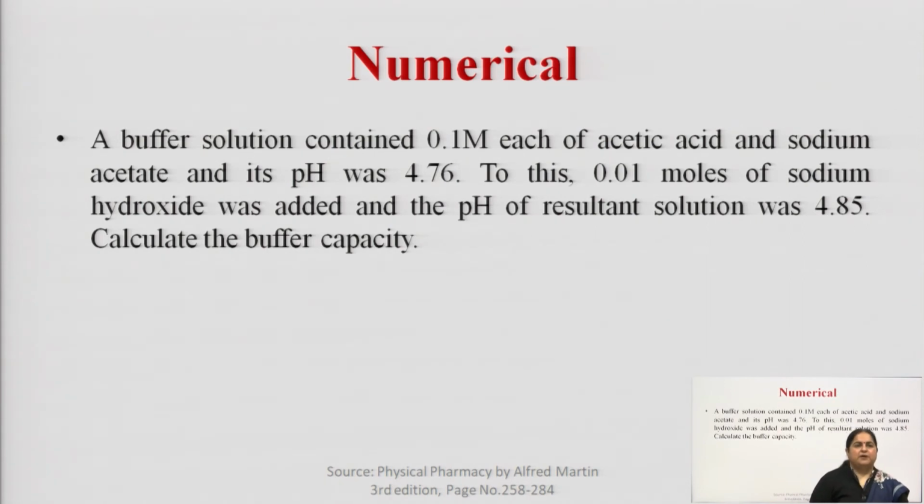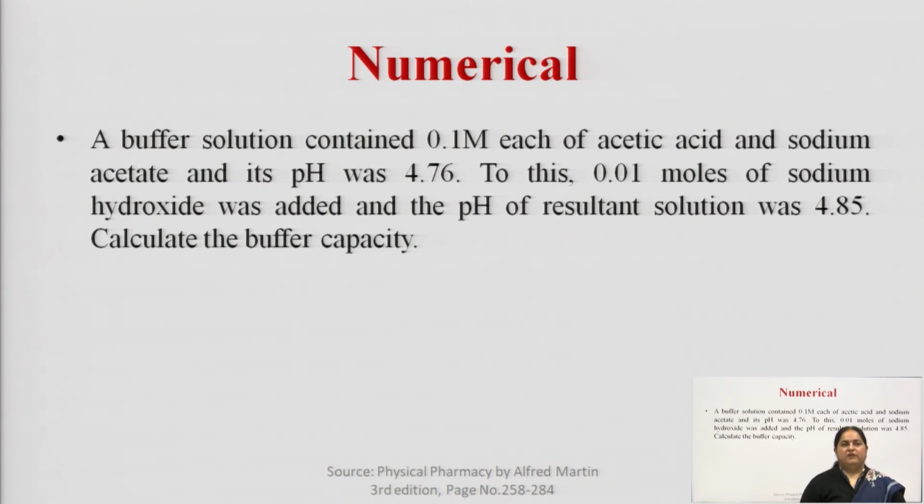And we will like to take up a numerical based on this buffer capacity. So, the numerical goes like this: a buffer solution contained 0.1 moles each of acetic acid and sodium acetate, and its pH was 4.76. To this, 0.01 moles of sodium hydroxide was added, and the pH of the resultant solution was 4.85, right. So, you have to calculate the buffer capacity, right.